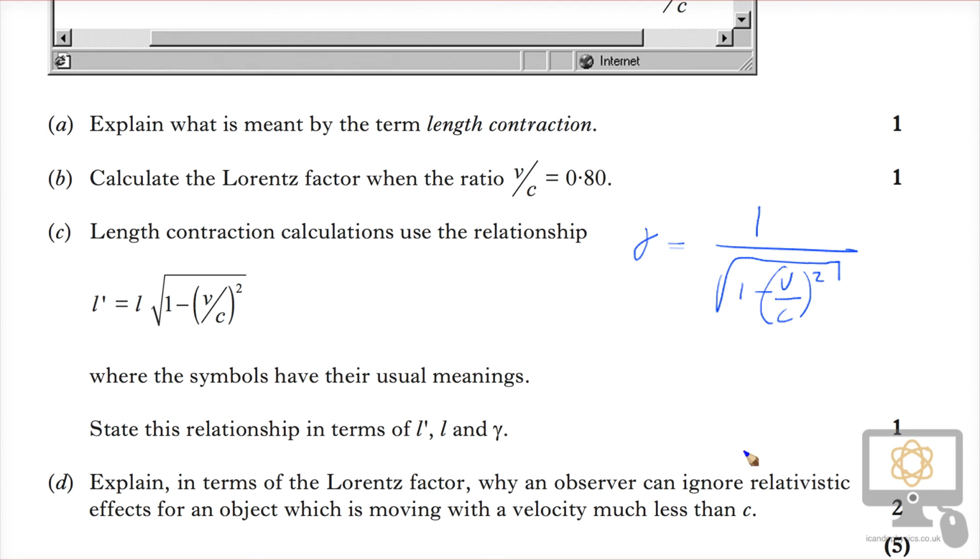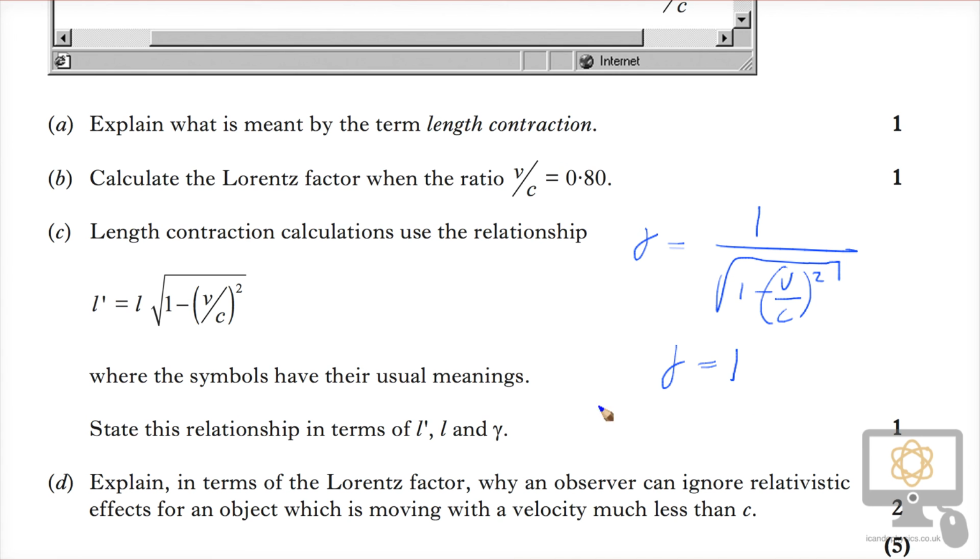And so the question is, what happens to this Lorentz factor whenever the velocity is much less than c? Well, if v is very small compared to c, this number itself will get very close to 0. So effectively what you've got is 1 minus 0, and 1 minus 0 is 0, so effectively at the bottom you've got the square root of 1, which is equal to 1, and it's 1 over 1, therefore the gamma factor is effectively equal to 1 when the velocity is much less than the speed of light.